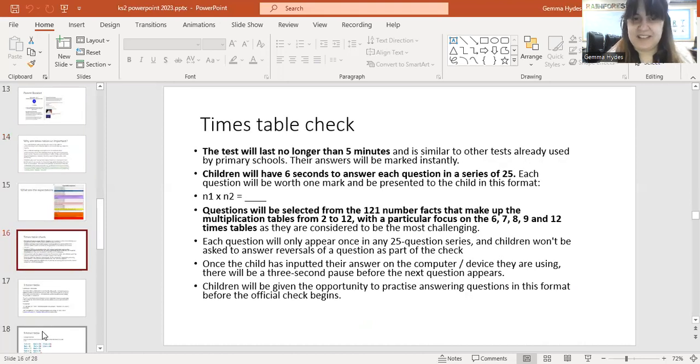And here's some information about the test. So the test takes no longer than 5 minutes, and there are 25 questions in the test. They only have 6 seconds though to answer the question, so not a lot of time at all. And these mainly are around the 6s, 7s, 8s, 9s, and 12s because they're the harder times tables. So the question will appear once. Once it's gone, it's gone. And using an iPad, they will type in the answer. And once they've typed in the answer, the question goes. So we do a lot of practice with our children to get them ready for this test.